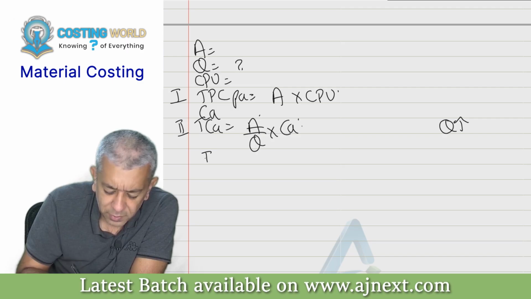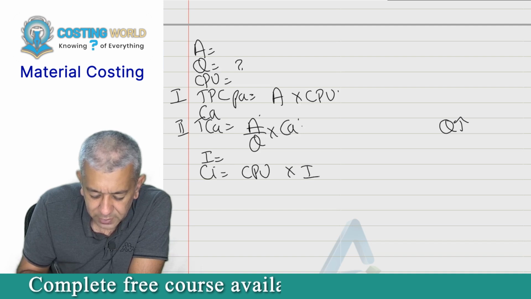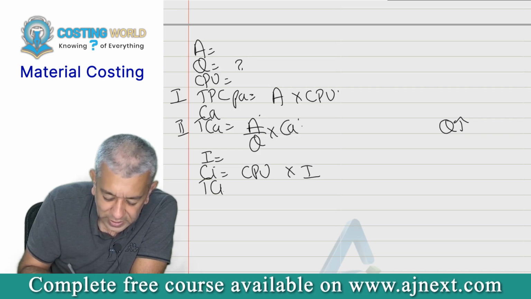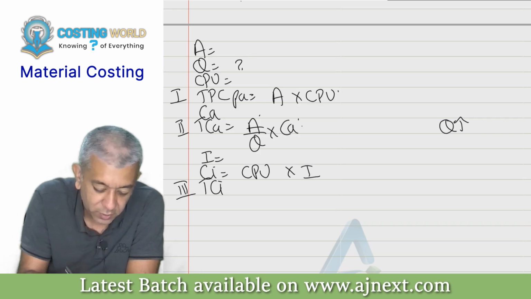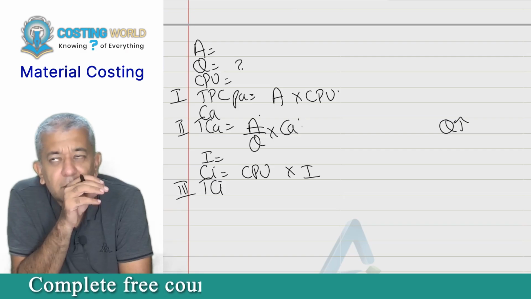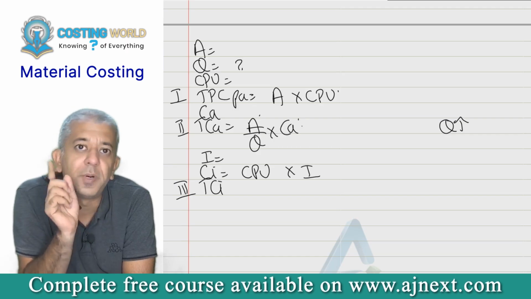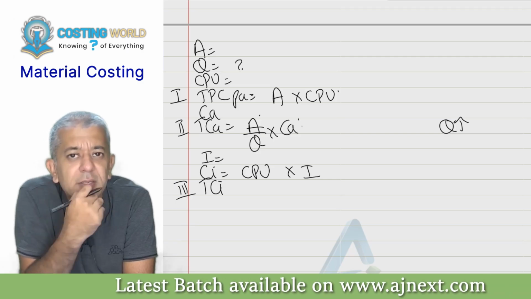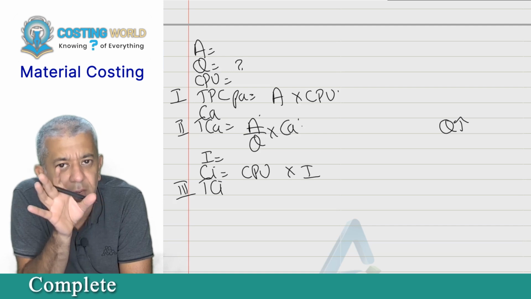Then you borrow money from the bank at the rate of I%. Then you have CI. CI is nothing but CPU into I, and then we wanted TCI. For TCI in this particular case, I told you something, but just before that, what do you mean by CI? CI stands for carrying cost per unit per annum. If you purchase 1 unit and keep it in your stock for 1 entire year, then that interest cost is nothing but your CI cost.